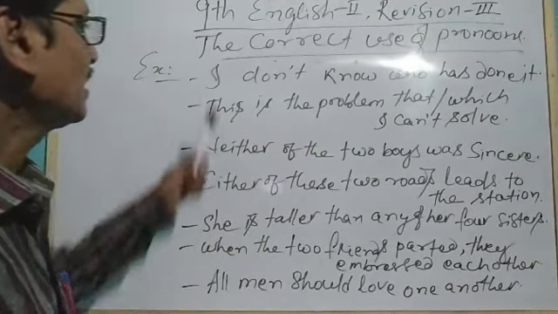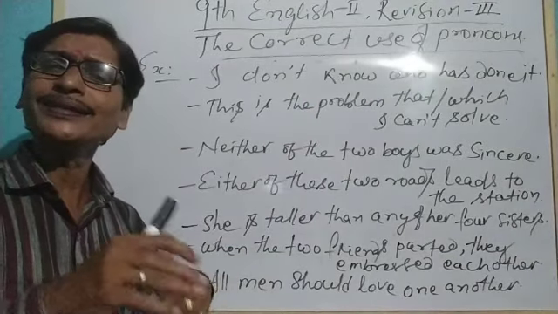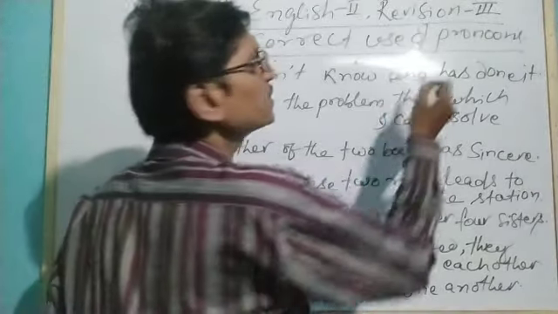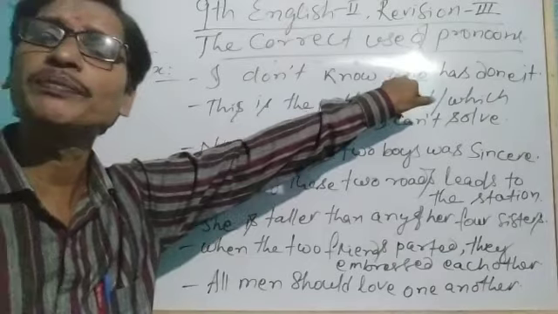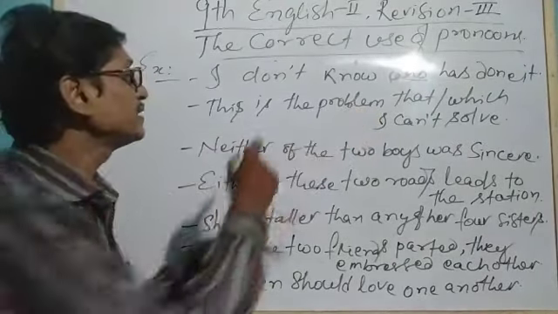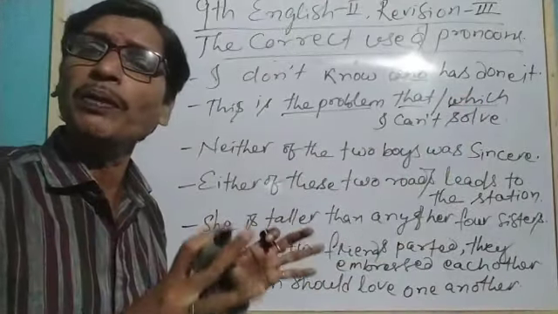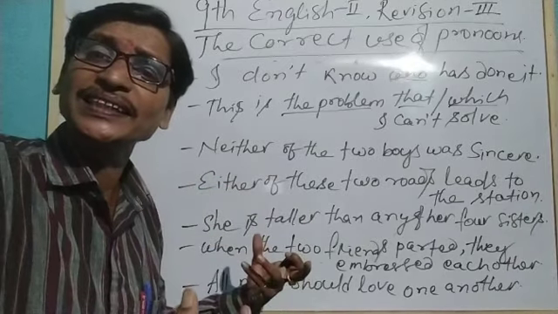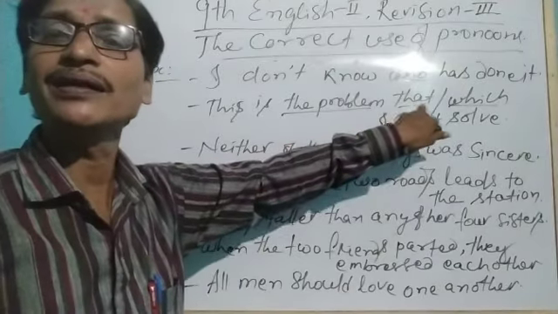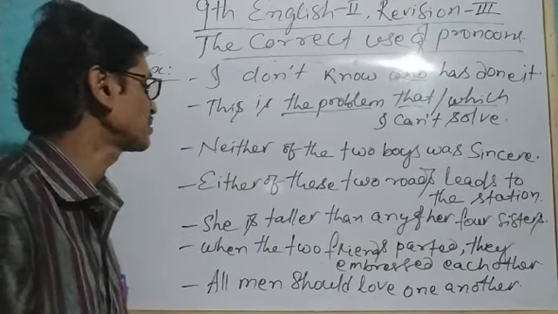You just see: I don't know who has done it. When it comes to doing the work, only a person can do this. Therefore, to refer to this person, we have used who. Similarly, this is the problem that or which I can't solve. The problem is not a person. It is a lifeless thing. Therefore, we have referred to this problem using that or which, which involve lifeless things and animals.